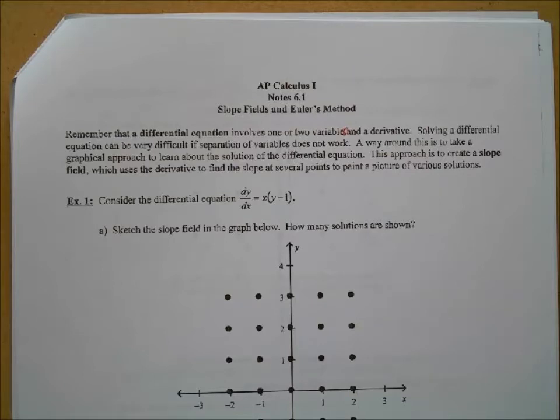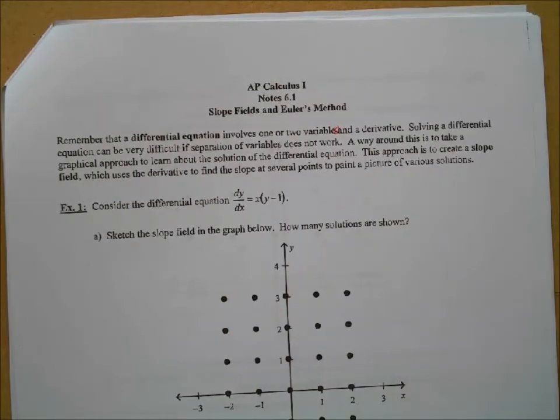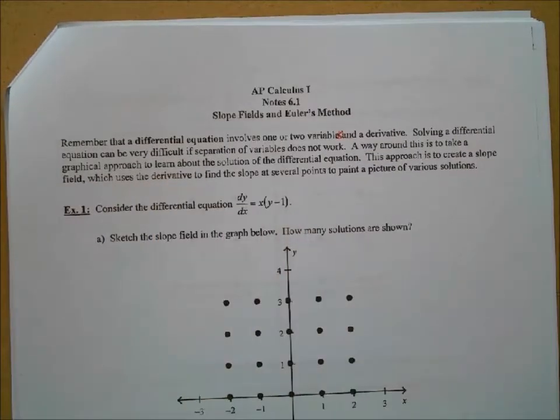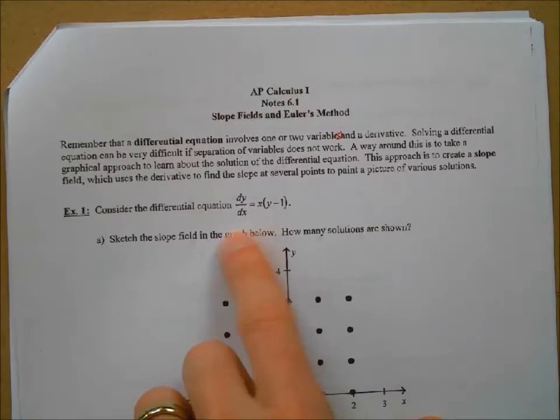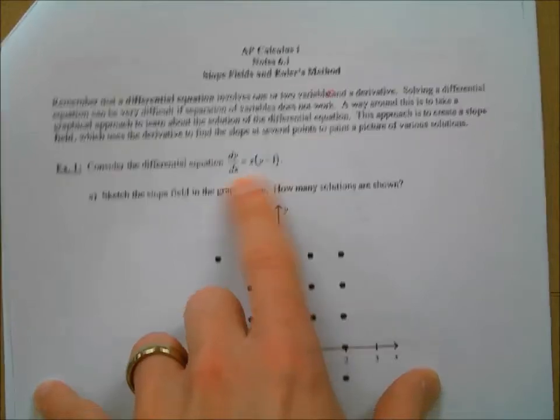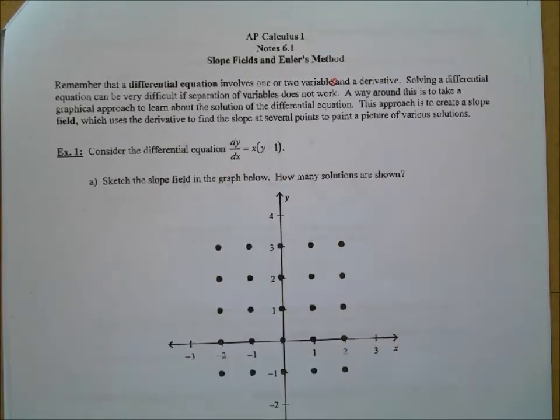And so this approach is to create a slope field, like a field of slopes, which uses the derivative to find the slope at several points to paint a picture of various solutions, right? So this differential equation here is the derivative of some function, all right? When we separate variables, so we have the dy's and y's on one side, the dx's and x's on the other side, and we integrate that, we find the solution of that differential equation, the original function, okay?